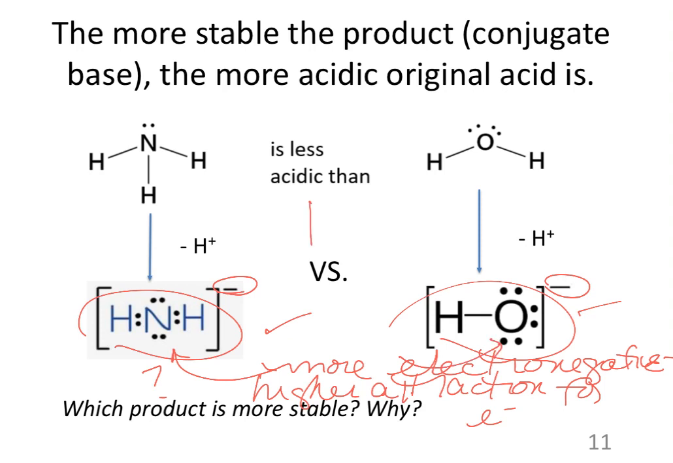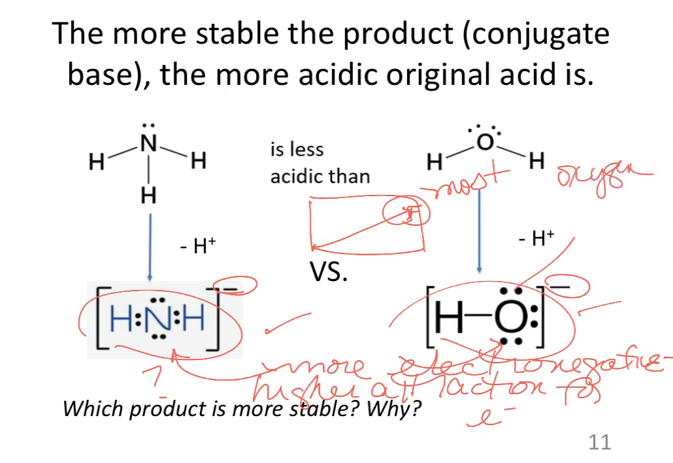Well, you may remember the electronegativity trend on the periodic table goes kind of like this, where fluorine is the most electronegative. So the closer you get to fluorine, the more electronegative the atom is. And so oxygen is more electronegative than nitrogen.